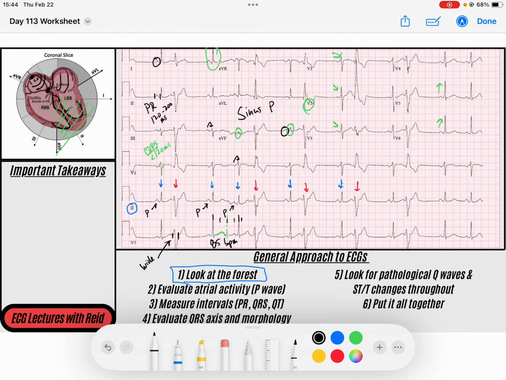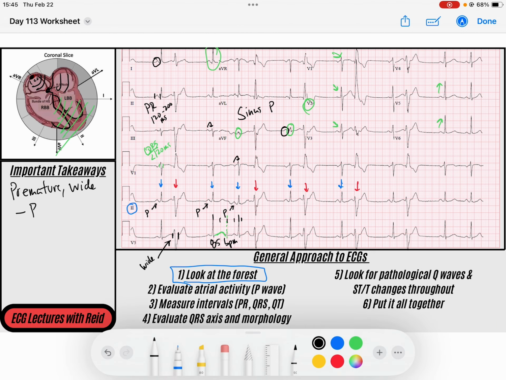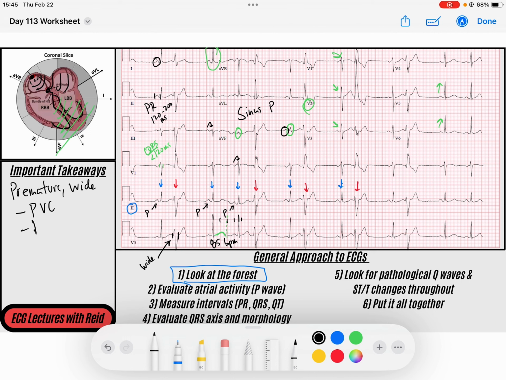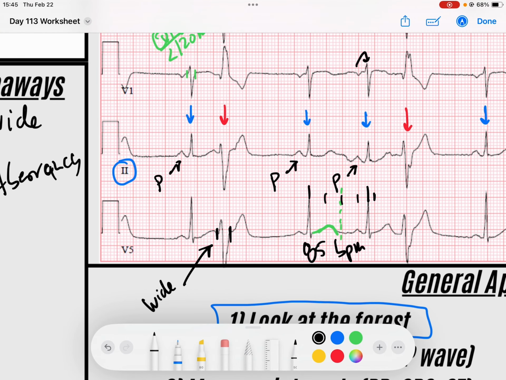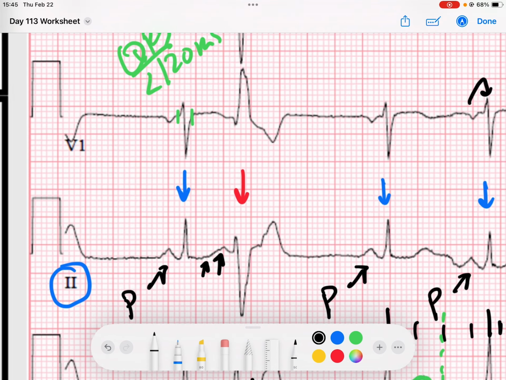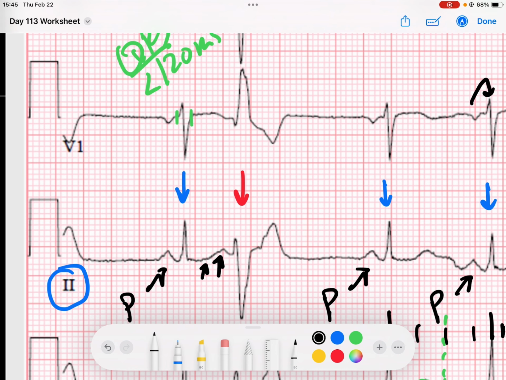And so if we have a premature wide beat, we're thinking it's either a premature ventricular contraction or a premature atrial contraction with aberrancy, right? Ashman phenomenon, aberrancy. And so I like to look in front of my QRS complex and see, are there any P waves that I notice on the preceding QT interval and ST segments?